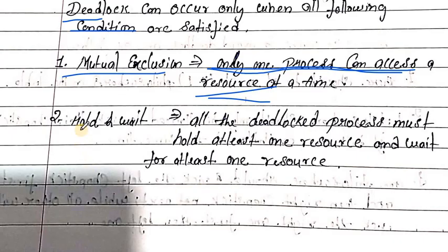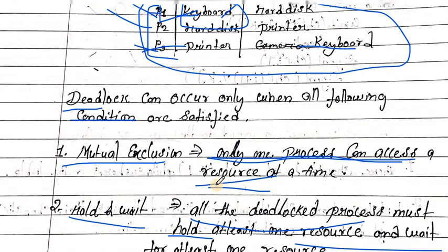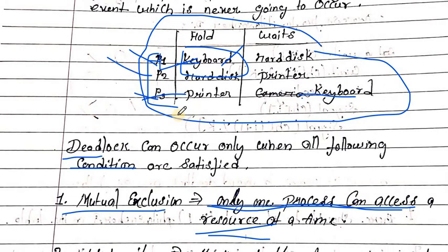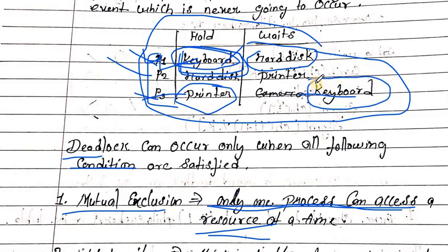The second condition for deadlock is hold and wait. All the deadlocked processes must hold at least one resource and wait for at least one resource. Hold and wait means each and every process is holding one resource and waiting for another resource.